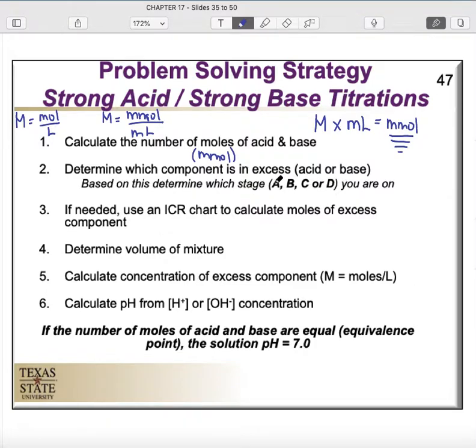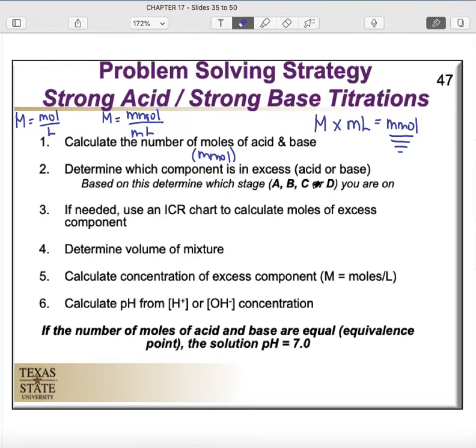A is at the beginning where all that you have is either an acid or a base. B is in the partial neutralization region. C is going to be your equivalence point at which we know the pH is equal to 7, and then D is after the equivalence point.